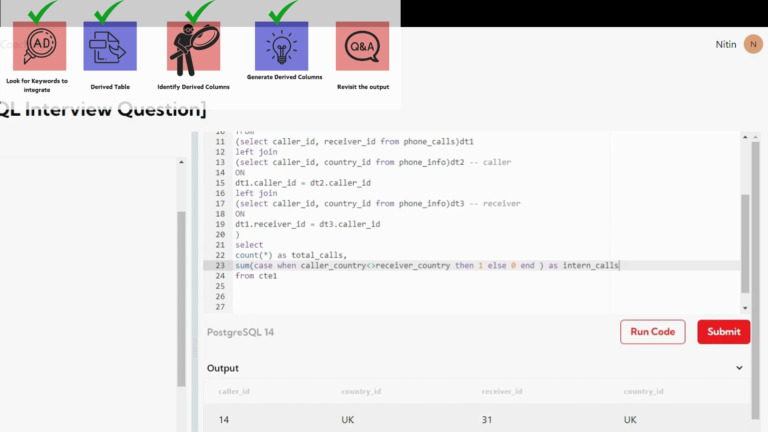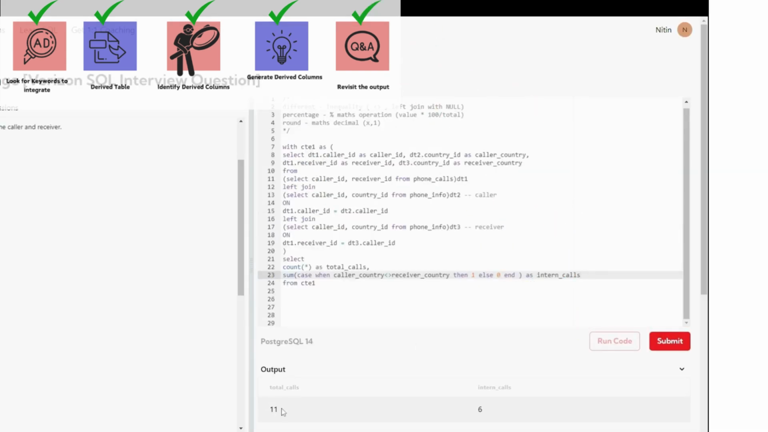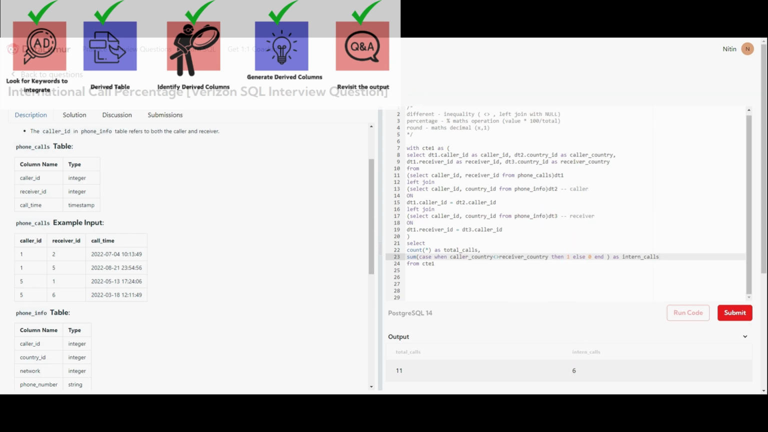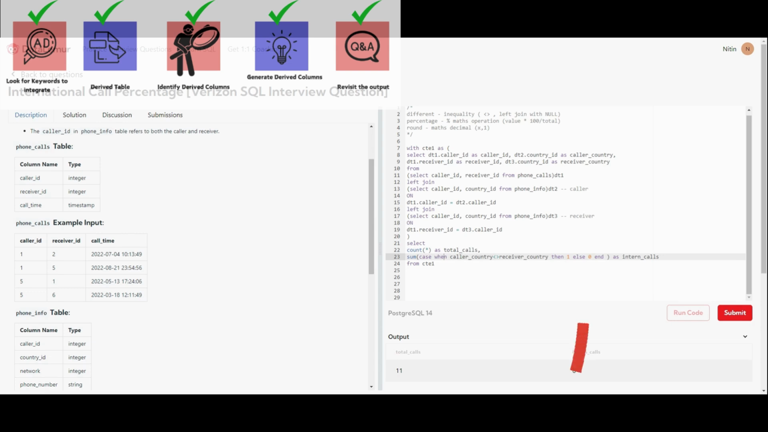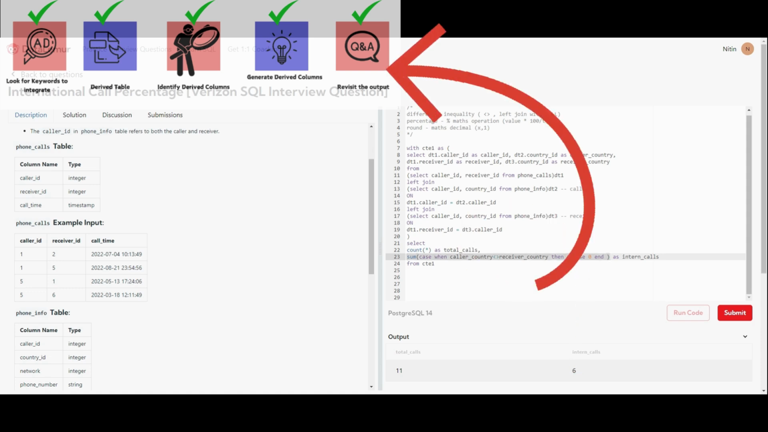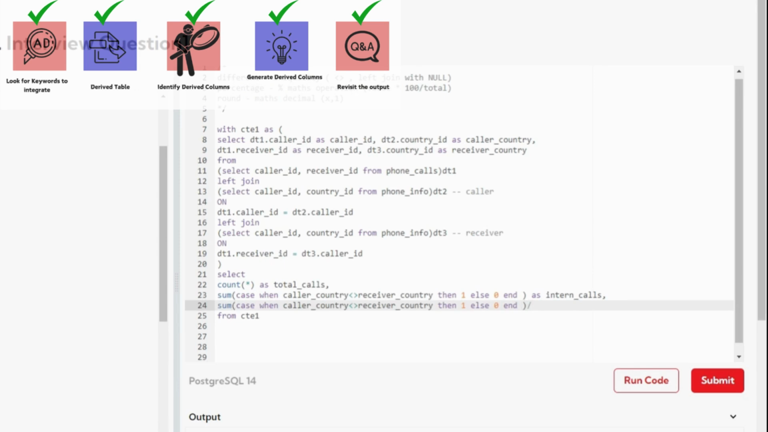Okay, now I'll just run this and show you how the output looks like. So I'll run this code and I see total calls 11 and international calls were 6. But in the output, I need percentage. So percentage, if I have to calculate what it will be, I will bring all this thing together. I'll just keep it for now to show you how it looks like. Divide by total calls.